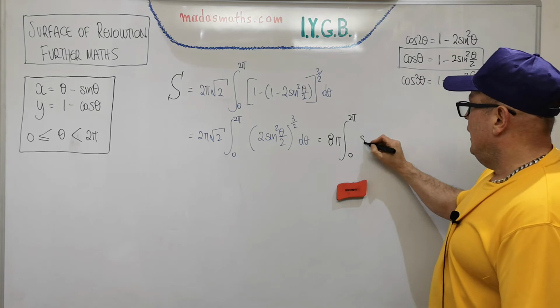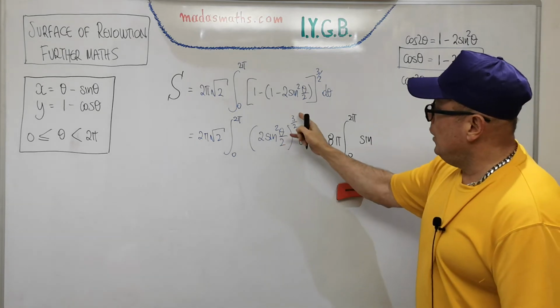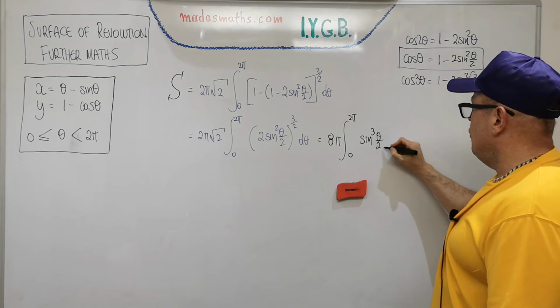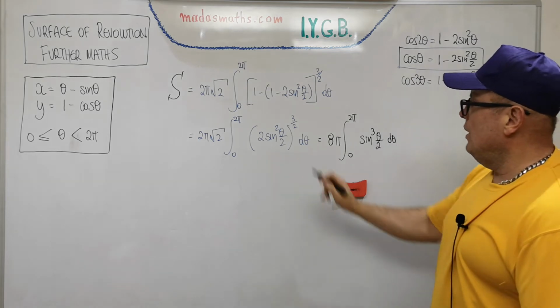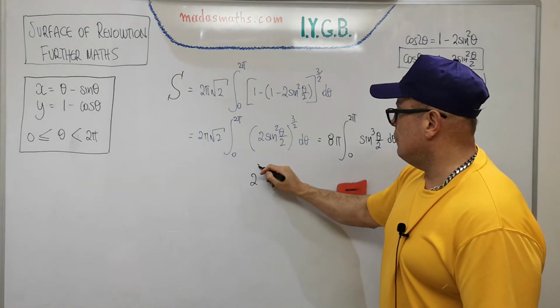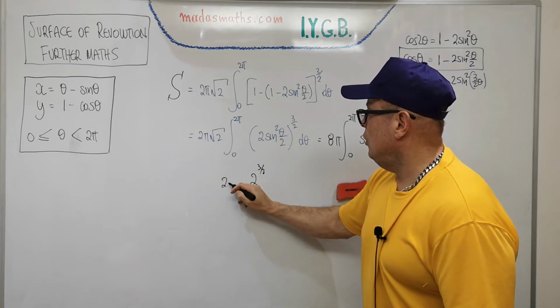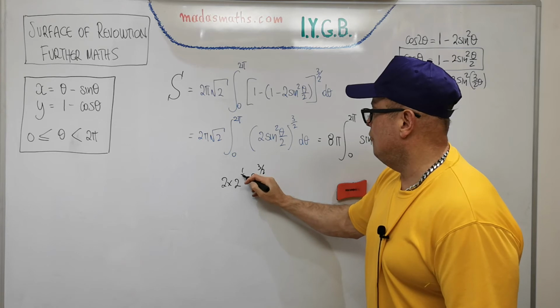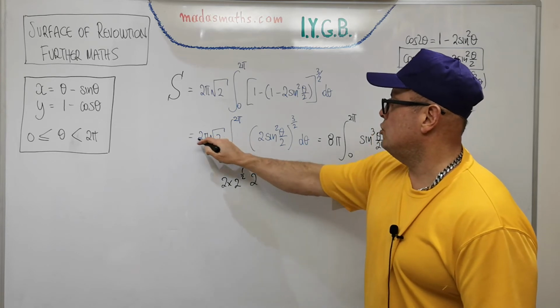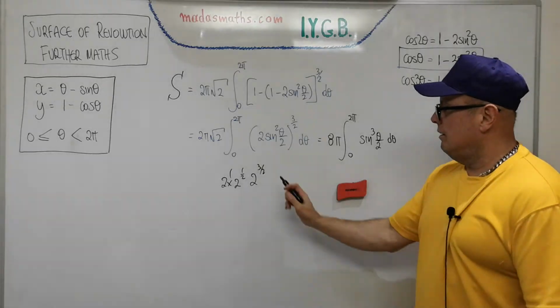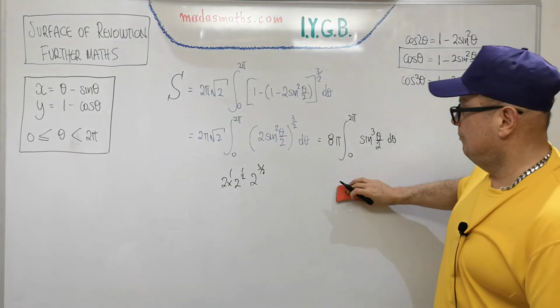2 pi, and then the sine squared to the 3 over 2 is going to be sine cubed of theta over 2 d theta. All I've done in there, that's a 2 to the 3 over 2. That's this bit here. And that's another 2 times 2 to the half. That's that bit there, 2. And that's another 2 to the half. And adding the powers, 2 to the 1, 2 to the 3, which is just an 8.